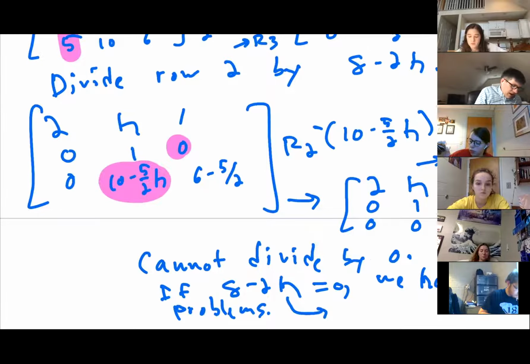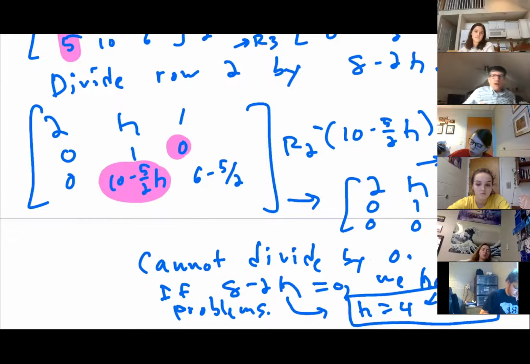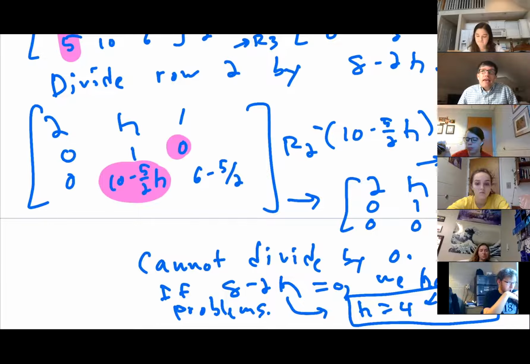And if I solve that, I get h is equal to 4. This would be bad. If h is equal to 4, then that whole process breaks down. Does that make sense? So the answer is any h is going to be fine as long as h is not equal to 4. The only bad h is equal to 4.